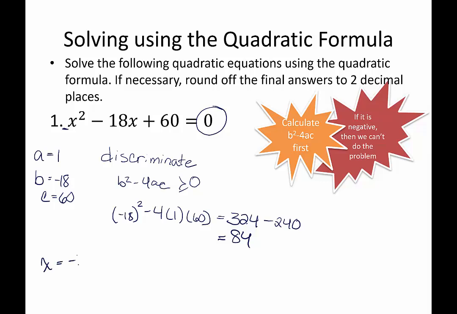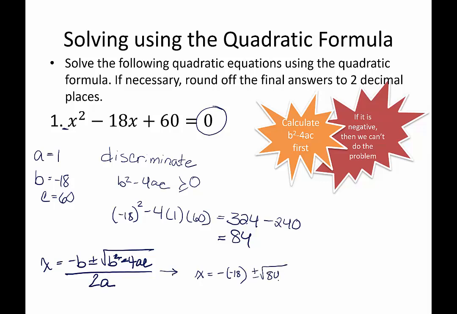x equals negative b plus or minus the square root of b squared minus 4ac, all over 2a. Now I already know b squared minus 4ac is 84. So I'm going to write x equals negative b, so negative 18, plus or minus the square root of 84, all over 2 times 1.